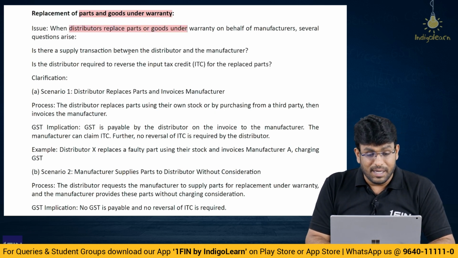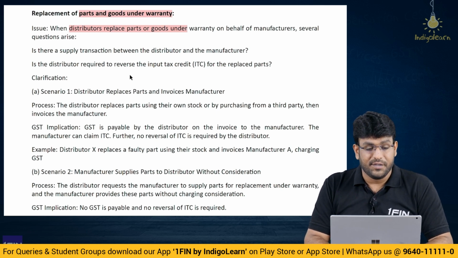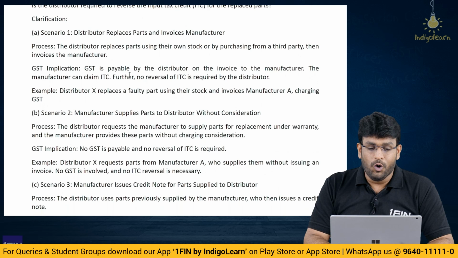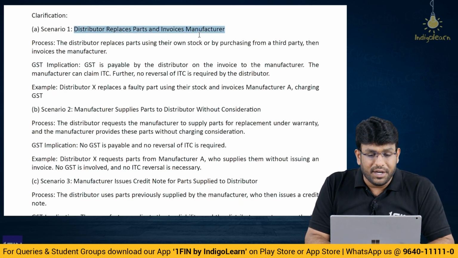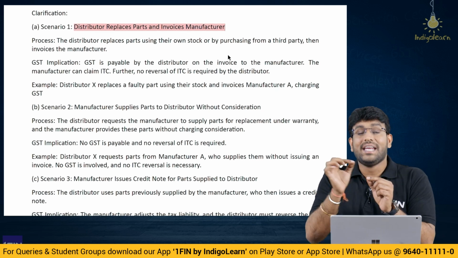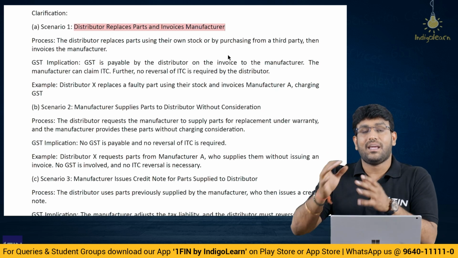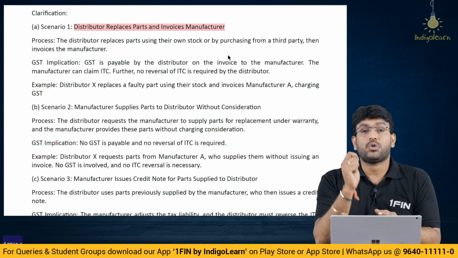First one, is there a supply between distributor and manufacturer? Second point, is the distributor required to reverse ITC for the related parts? Let's see 4 interesting scenarios in this one, my dear friends. Scenario number 1, distributor replaces parts and invoices the manufacturer. That means what? The dealer is replacing the part and again he is claiming that, meaning he is raising an invoice for that to the manufacturer.